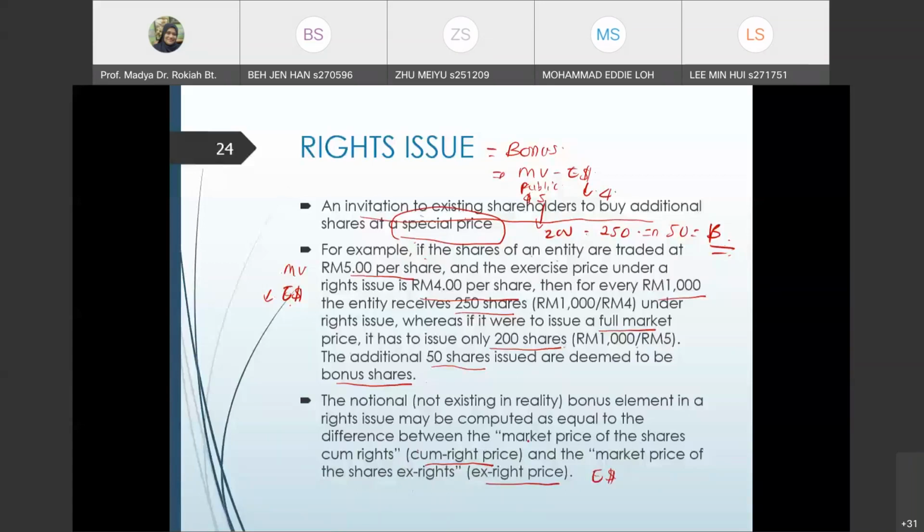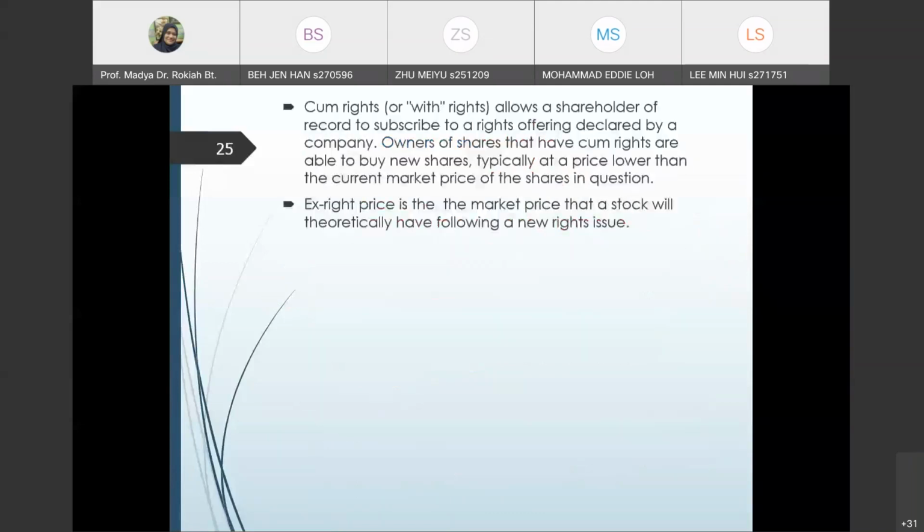So the difference here is due to the difference between market value and the exercise price. Okay, cum rights or rights: the rights allow a shareholder of record to subscribe to a rights offering declared by a company. Owners of shares that have cum rights are able to buy the new shares. Here, when you have a right, you are able to buy the new share at a price.